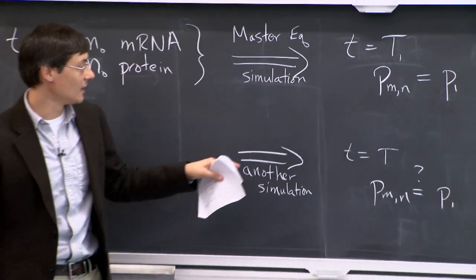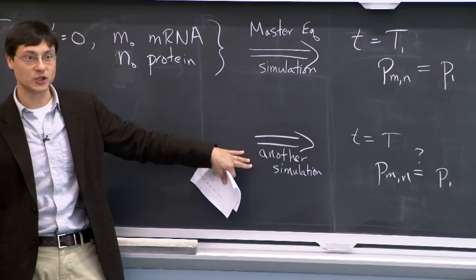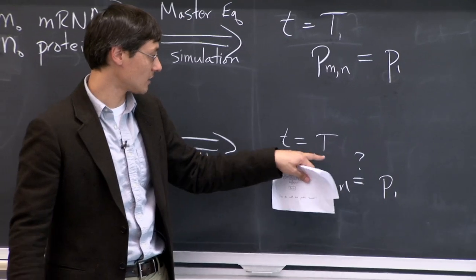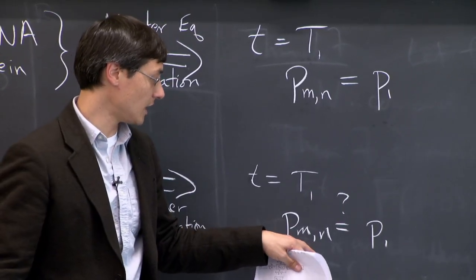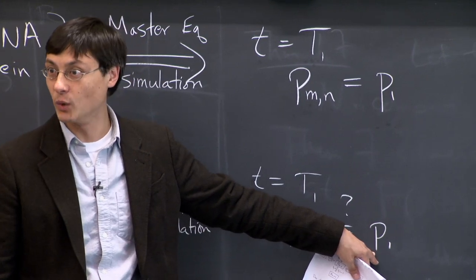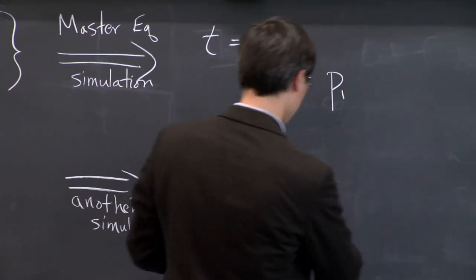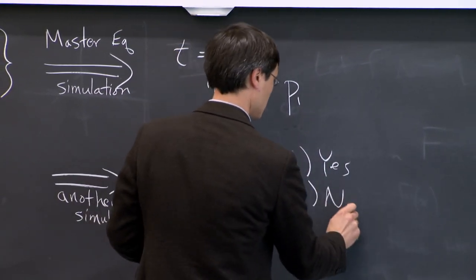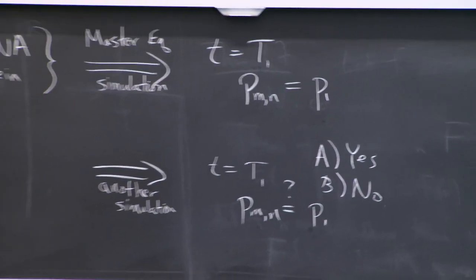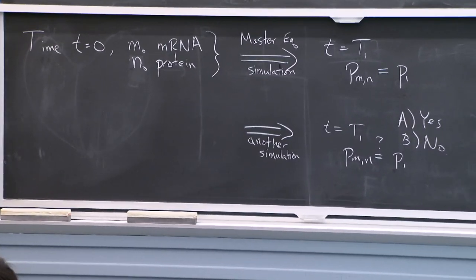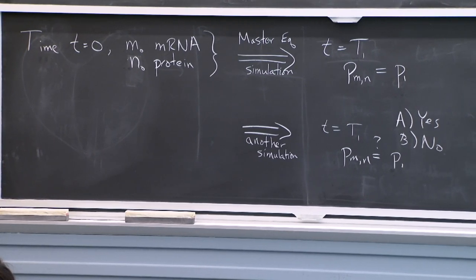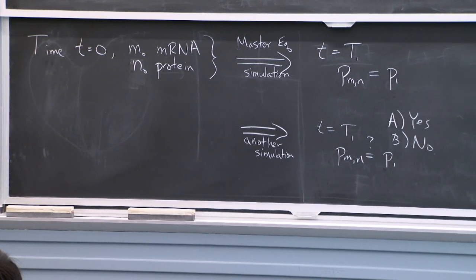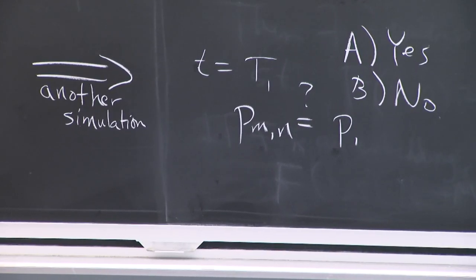Now the question is, let's say I then do this simulation again. I calculate, at time t1 again, the probability that you're in the m n state. Will you again get p1? A is yes, B is no. I'm going to give you 15 seconds. I think it is very important that you understand what the master equation is doing and what it is not doing.